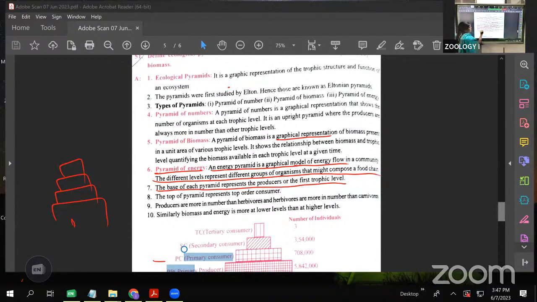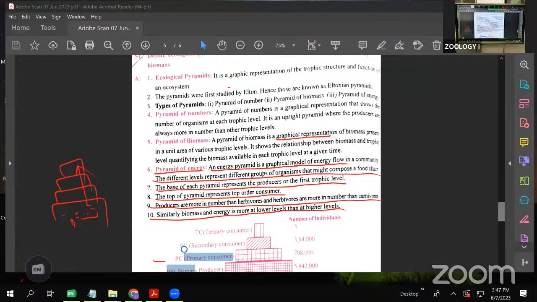The top of the pyramid is represented by the consumers, and the producers are more in number than the herbivores, which are more than the number of the carnivores. Similarly, biomass and energy are more in the lower level and less in the higher level. Clear? The biomass and the energy are all more in the first trophic level, and going to the last trophic level, they decrease. Clear? This one is about the pyramids.